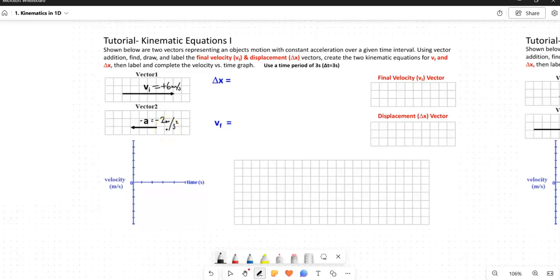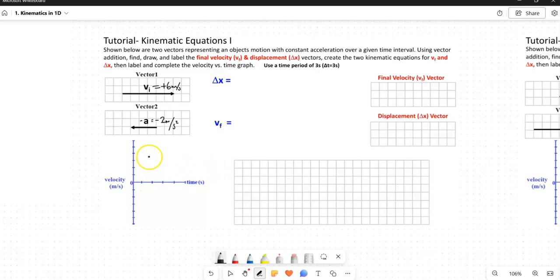So we know the initial velocity vector, we know the acceleration vector, and we know the period of time. Now there's a lot of ways to get the answers to this, and I want you to use whatever way you're comfortable with, but also try to stretch.